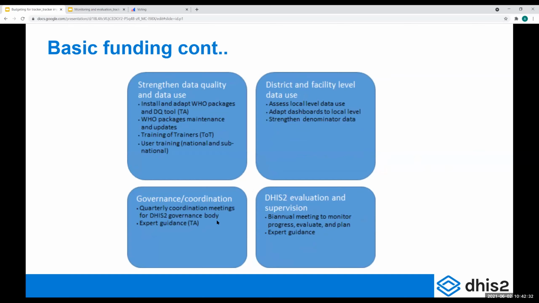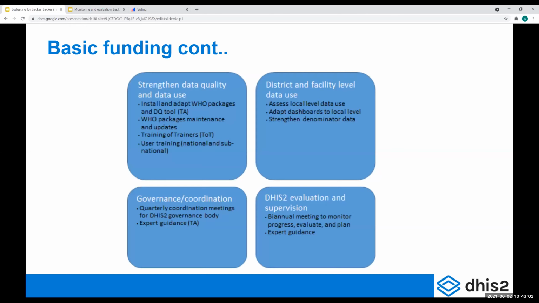These are the other 4 boxes that you could see as the foundational building blocks. You should have a continuous focus on working on data quality and data use. In doing that, you could add costs in terms of installing and adapting WHO packages and data quality tools to your system. This is maybe more for aggregate, but still.